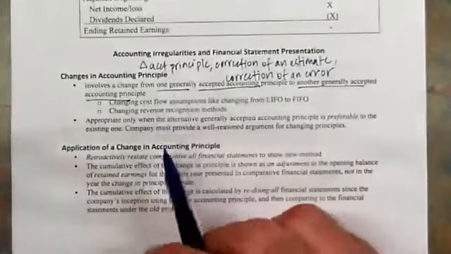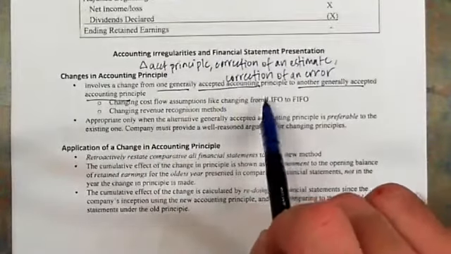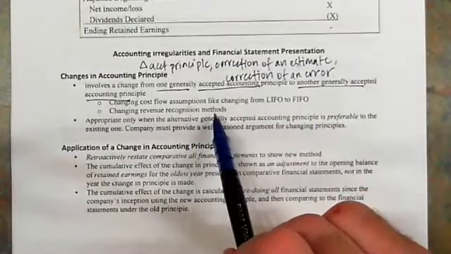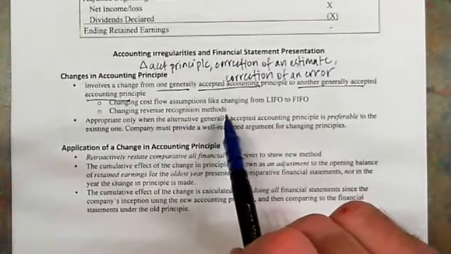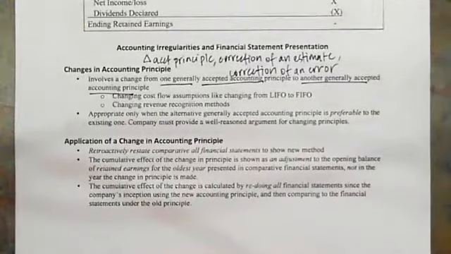So the change in accounting principle, one generally accepted to another generally accepted, could be like changing from LIFO to FIFO, changing revenue recognition methods, changing from the gross method to the net method, changing from using a perpetual to a periodic system. A lot of things will come up over the course of the semester as you learn more and more ways, more and more choices that managers have.